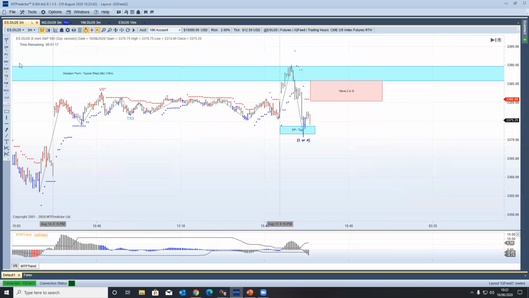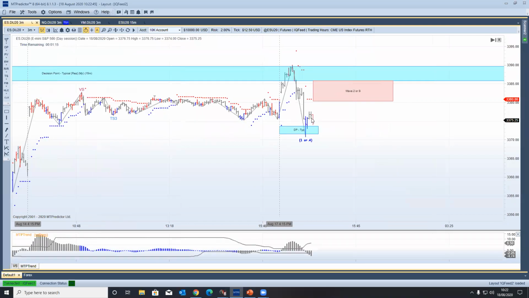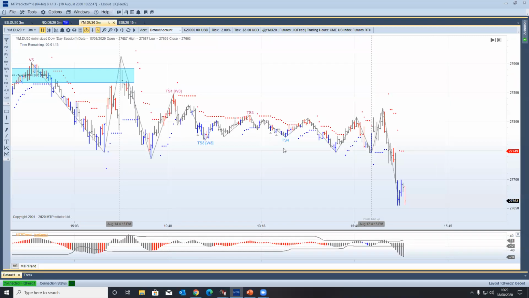So let's have a look at the ES. The ES now is still in around there, but the YM is now starting to go down to new lows. Or perhaps it's just going to wait there. I'll have to wait and see. So does that all make sense to everyone on what we're trying to do?